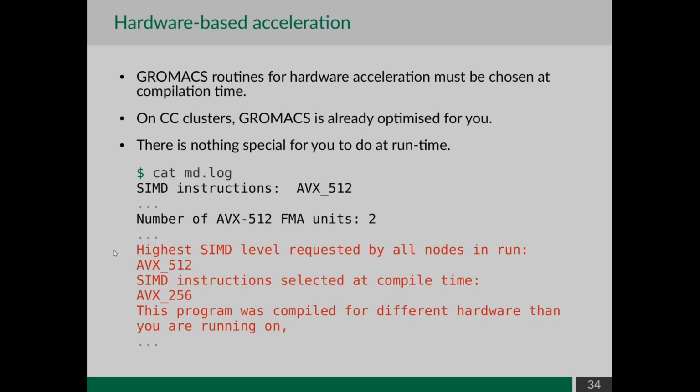If you ever see this message here in red, then there's a problem. Here, for instance, I can see highest SIMD level requested by the nodes, that was AVX512. But then it says the SIMD instructions that were selected at Gromacs compile time were AVX2. So there is a mismatch. When that happens, you need to either recompile Gromacs yourself or ask the support on the machine you are working on to help you with this.